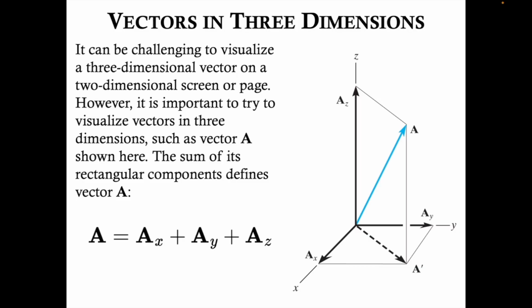So similarly to what we saw in two dimensions, now we have three dimensions, so now we have a z direction as well. So this vector equation is stating that vector A equals vector AX plus vector AY plus vector AZ, where each of these is one of the component vectors, one of its rectangular components.